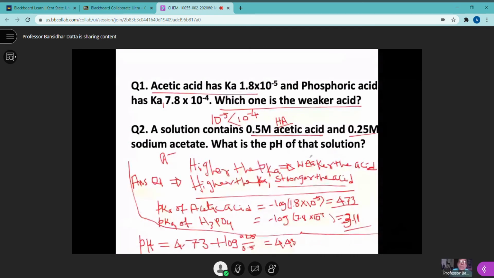Anyone has a question? This type of question will be there in the test anyway. Does the weaker acid go on the bottom? Yep. That's the Henderson-Hasselbalch equation: pH equals pKa plus log of the concentration of A minus, the conjugate base, divided by the concentration of weak acid. That's the equation you have to remember. Is it okay?